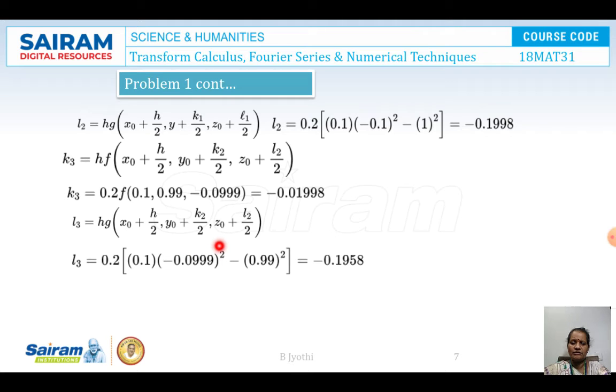Finally, this L3 is given by h into g of x naught plus h by 2, y naught plus k2 by 2 and z naught plus L2 by 2. So L3 on substitution and simplification, that is xz square minus y square, we get minus 0.1958.